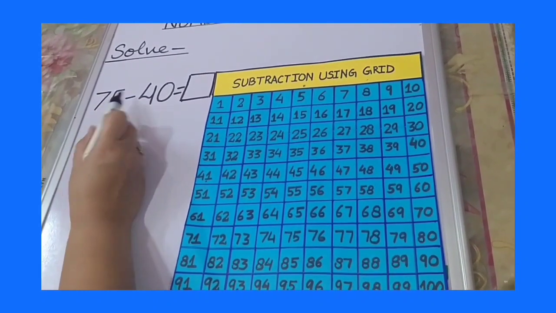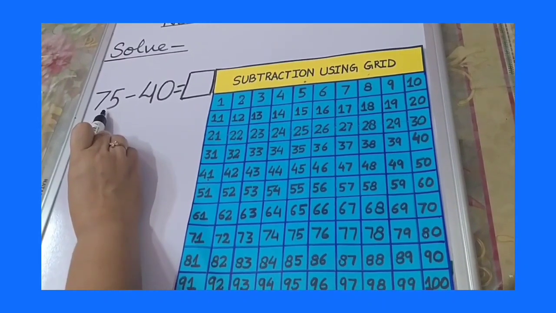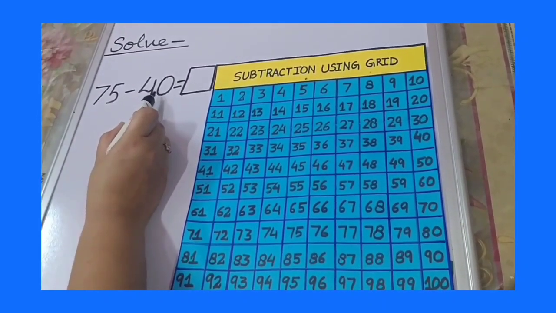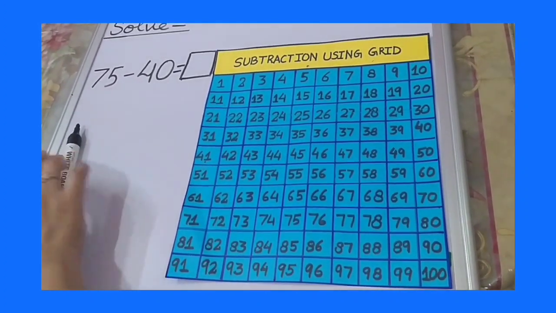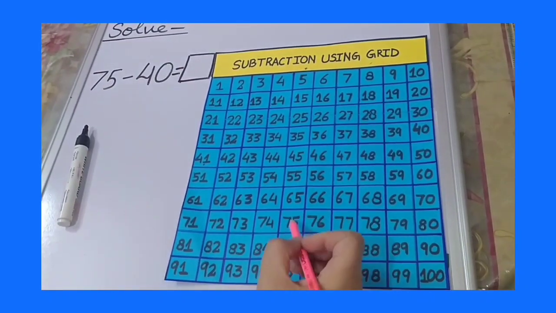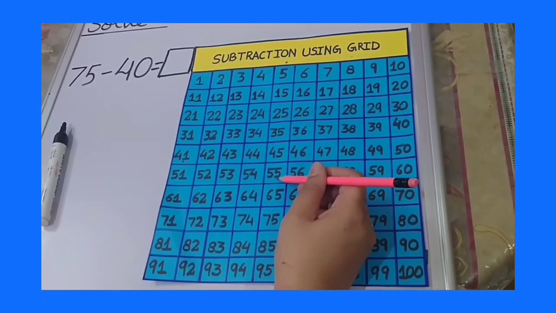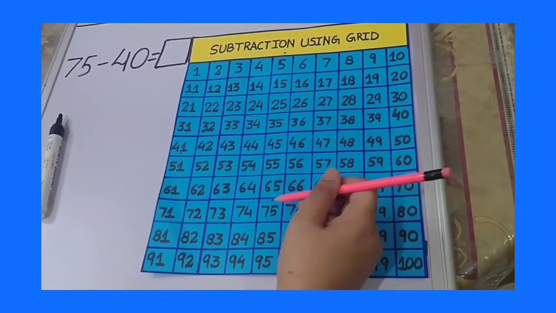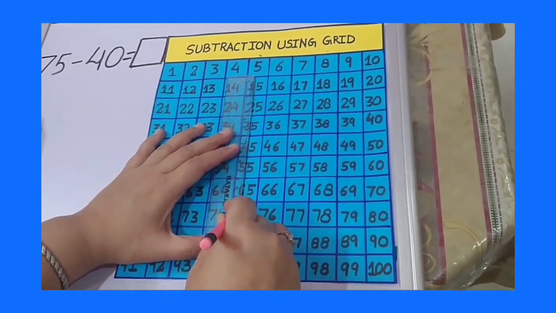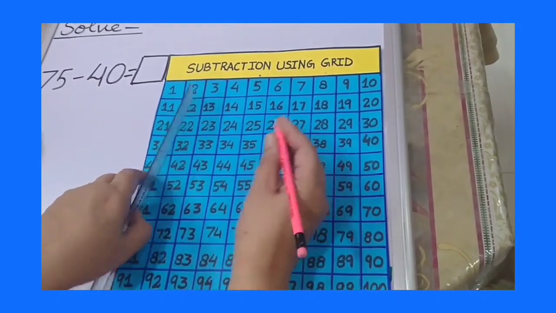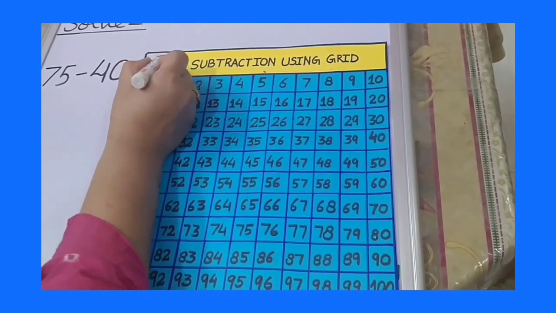Now, let's move to another sum. Here we have to subtract 40 from 75. So, for subtracting 40, children, we have to move 4 rows above. So, first we will go to 75. From 75, we will move above 4 rows. 1 row, 2 rows, 3 rows and 4 rows. So, from 75, we will reach 35. So, our answer will be 35.